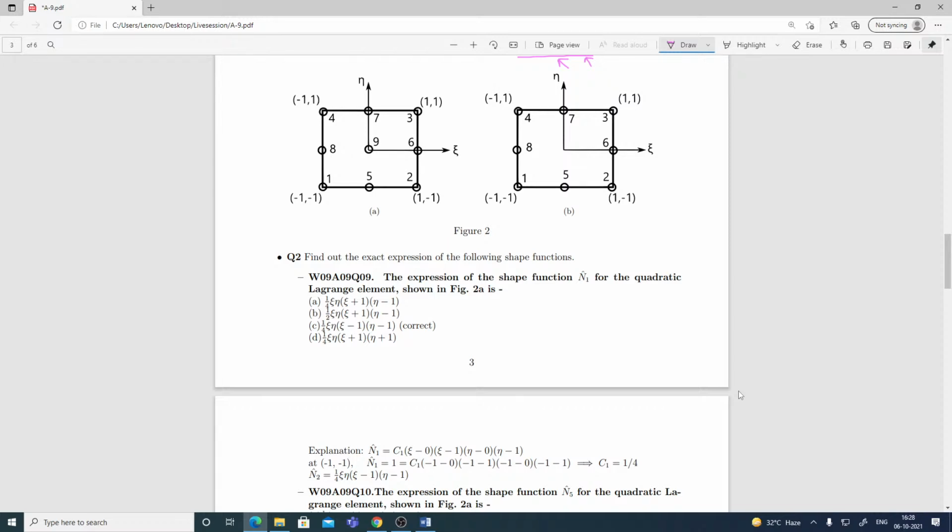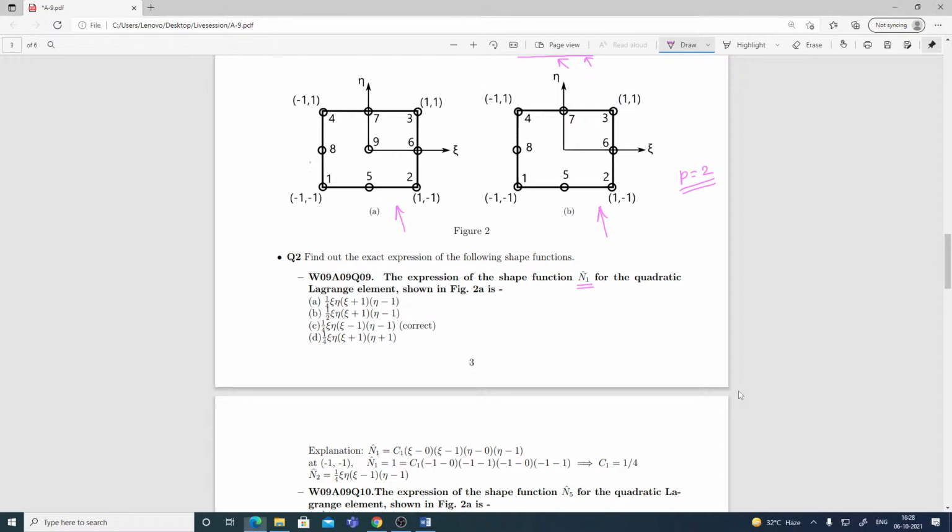Fine. So let's discuss the next part. As you can see here, I have shown the Lagrange element and the serendipity element corresponding to p equal to 2. These both are quadratic, but this is the Lagrange element and this is the serendipity element. So the first question goes like this: the shape function N1, you need to calculate for the Lagrange element.